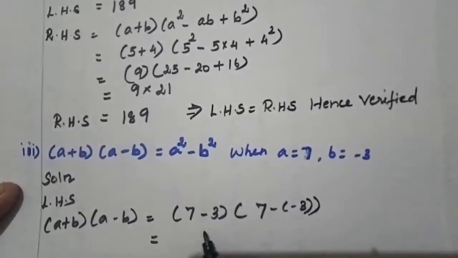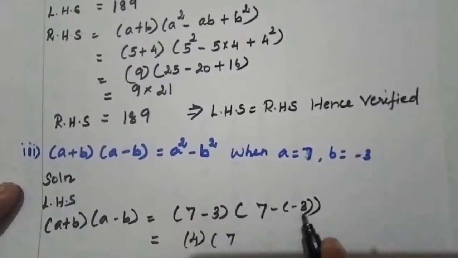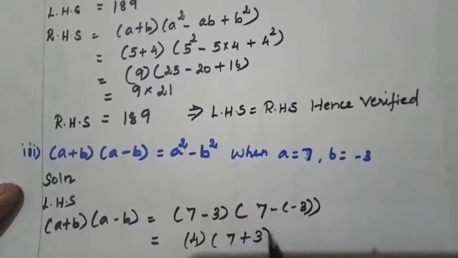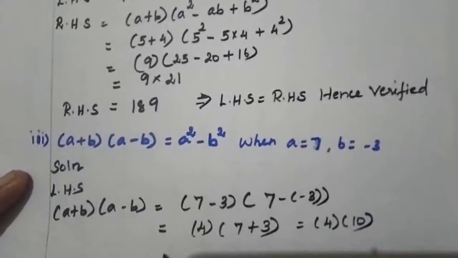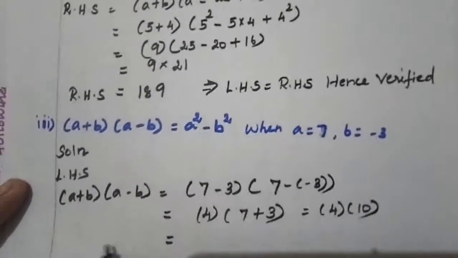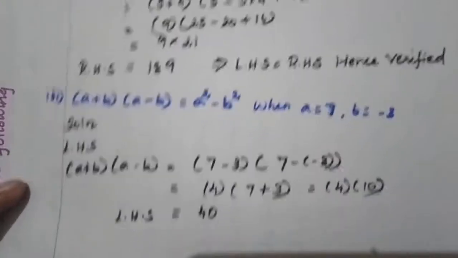What's the value of 7 minus 3? Yes, 4. Here 7 minus into minus is plus 3. It is equal to 4 into 10. So what's the value of 4 into 10? So your LHS is equal to 40. 4 tens are 40.